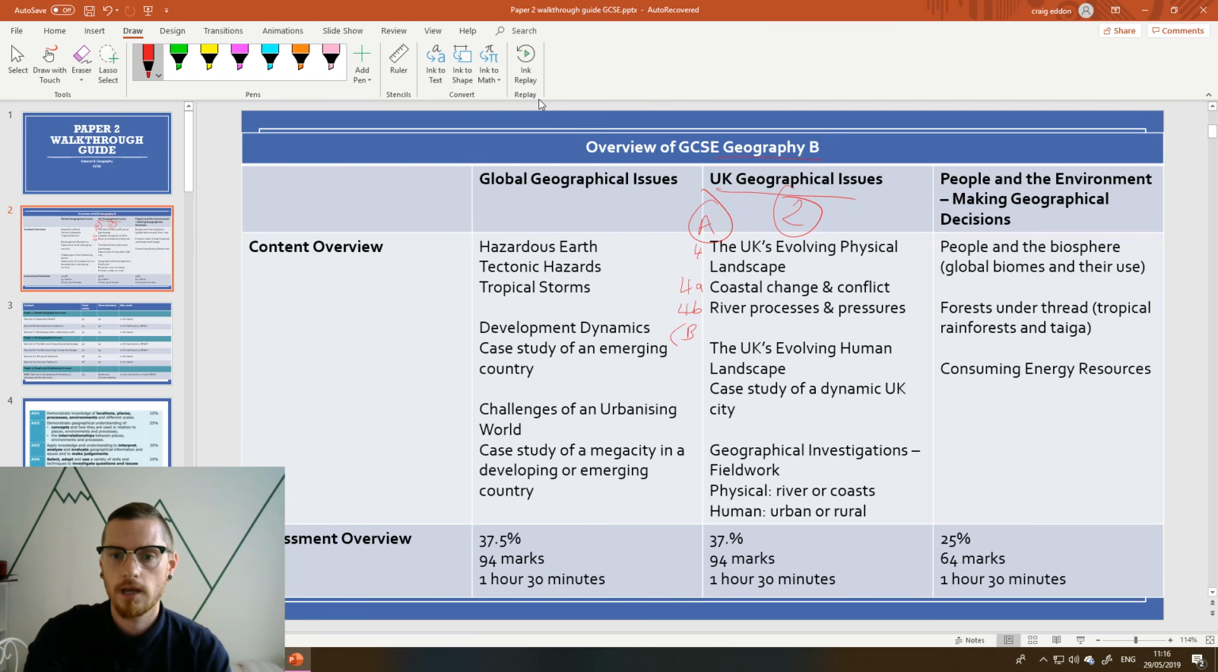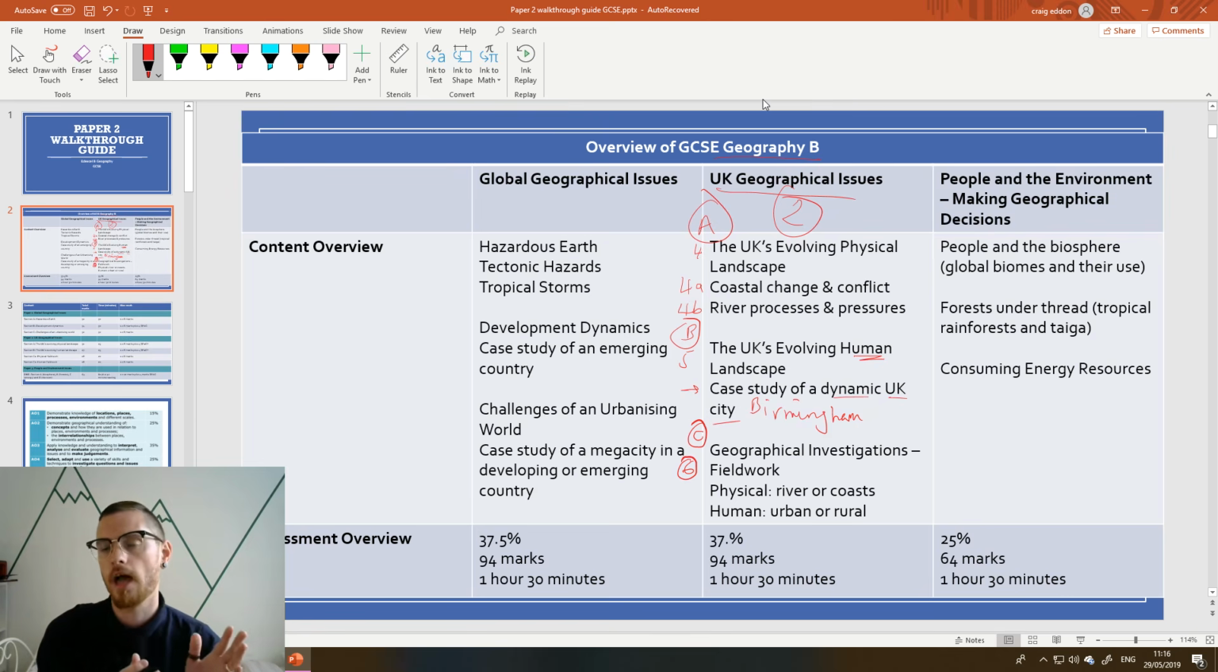Section B is what we refer to as topic 5, and that's the UK's evolving human landscape. And you need to know a case study of a dynamic UK city. If you are a HLS geographer, you are looking at Birmingham here. Now, if you're from another school, there's a good chance that if you haven't done Birmingham, you're probably looking at London.